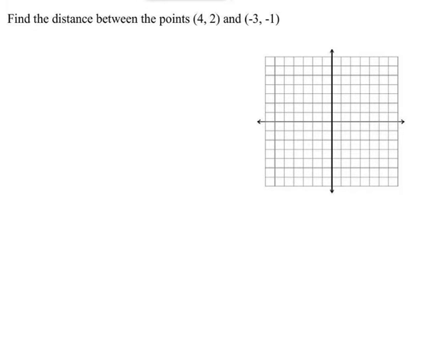So for this one, what I want you to do is plot the points. We'll take a look at it, maybe guess how long that segment is, and then we'll use the distance formula to find out how long it actually is. So 4, 2 is where? Over 4 to the right, up 2. And then negative 3, negative 1, how would I do that one? Left 3, down 1. Okay, so before we do the distance formula, let's try to guess how long that segment is.